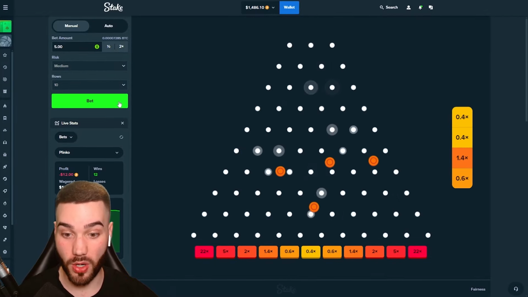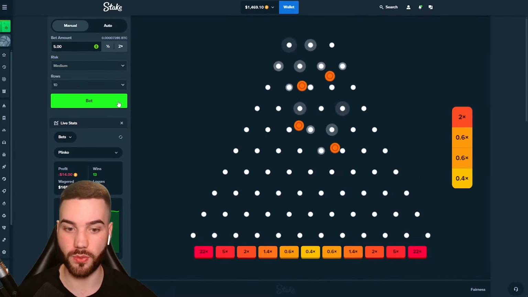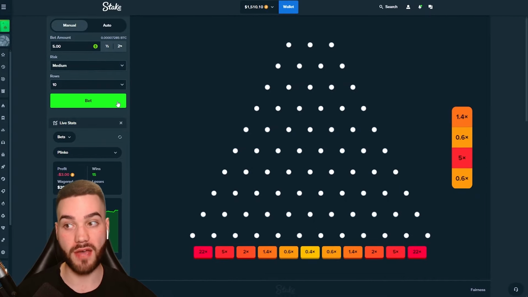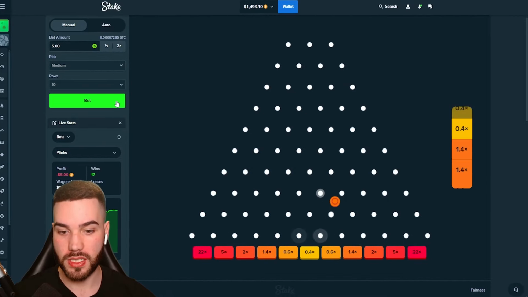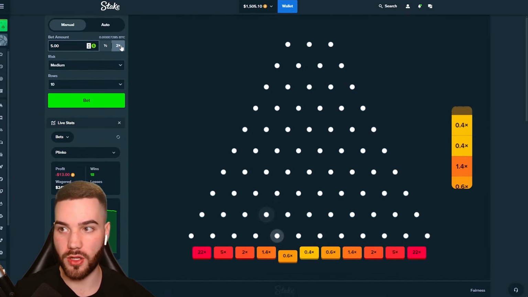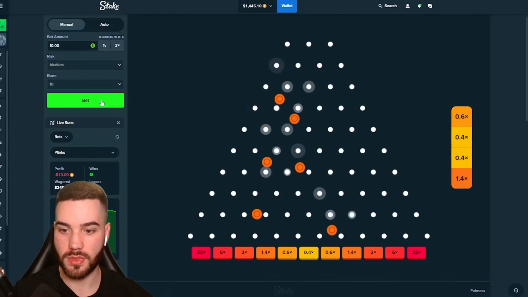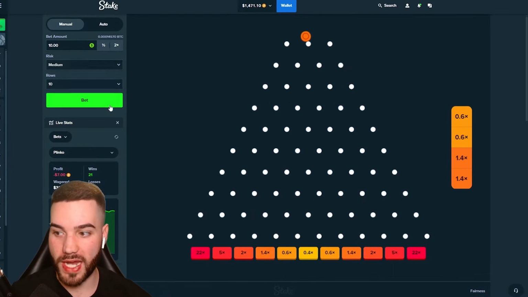A lot of 0.4s there. Holy shit. Okay. We're $14 down. There's a 5x. Not bad. Drop a few more. We're going to drop some $10 balls now. Let's try 10. Come on. Let's get a 22x on the $10 ball.